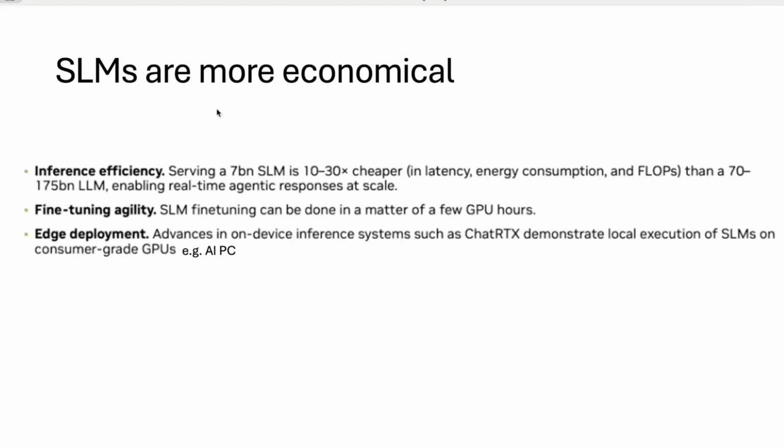So that's the first position: for some tasks, SLMs are sufficient. And then next is that SLMs are more economical. This is more about the flexibility of SLMs in terms of, for example, inference efficiency. Serving a 7 billion model is 10 to 30 times cheaper. If the LLM is getting cheaper, the SLM is getting even cheaper, due to the improvement of the hardware and the infrastructure for inference. So SLM inference is even 10 or 30 times cheaper.